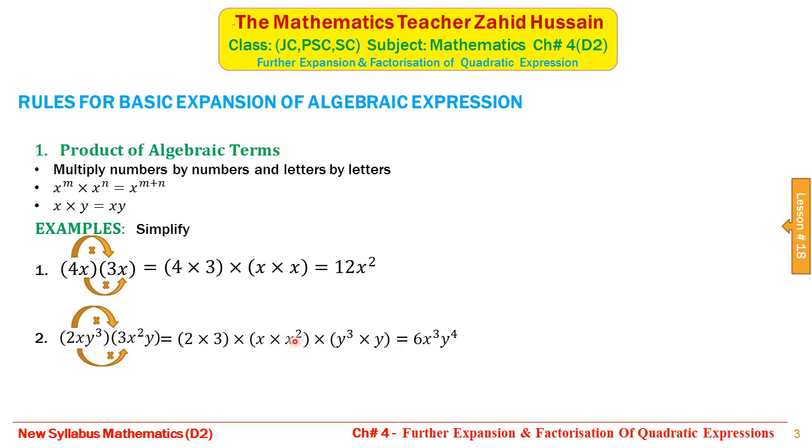When we will multiply these two same letters, we will add their powers. We will get x to raise power 3, and when we multiply these two same letters, we will add their powers. 3 plus 1 is 4.